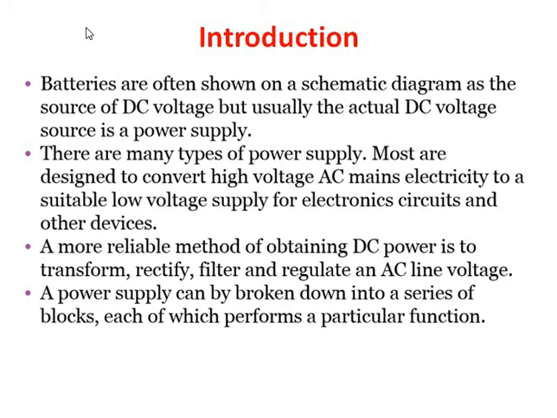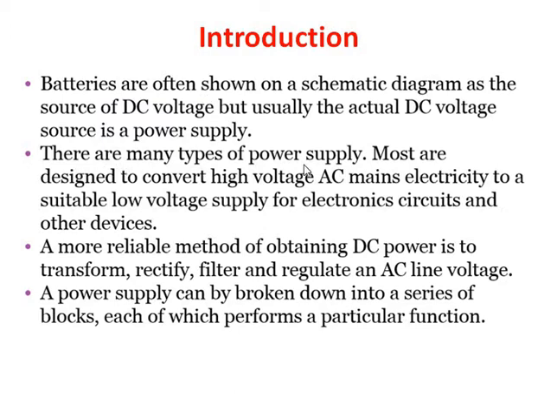Introduction to the voltage regulator. Batteries are often shown on a schematic diagram of the DC voltage regulator, but usually the DC voltage source is a power supply. That means we have to convert the AC source into the DC source, but in the schematic diagram of the DC to DC converter, we are showing the battery as a voltage source.